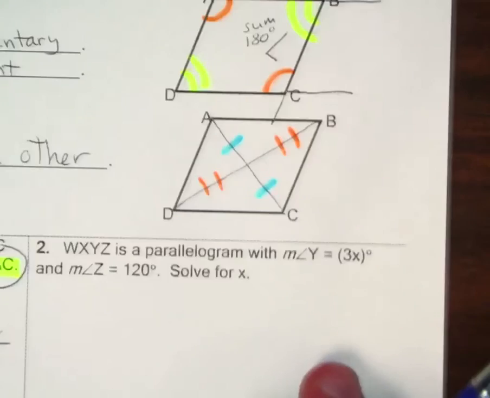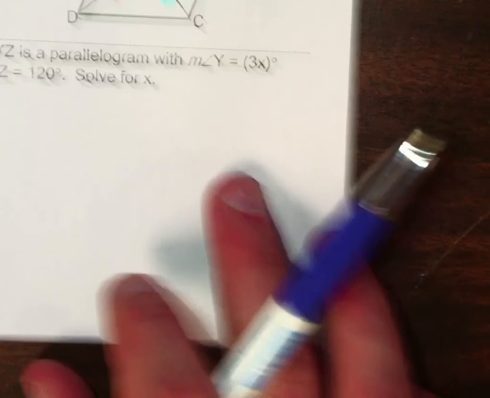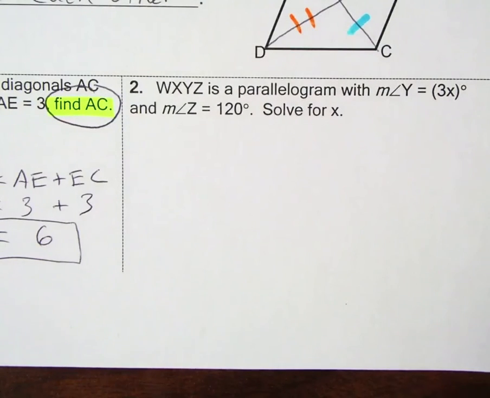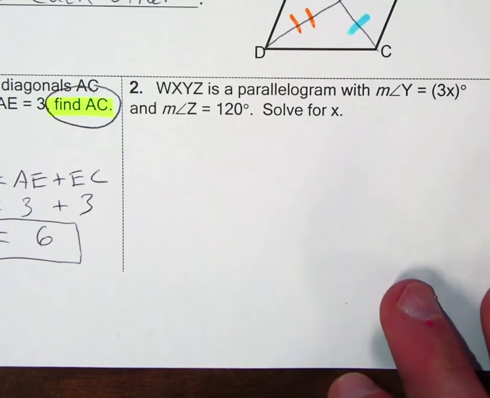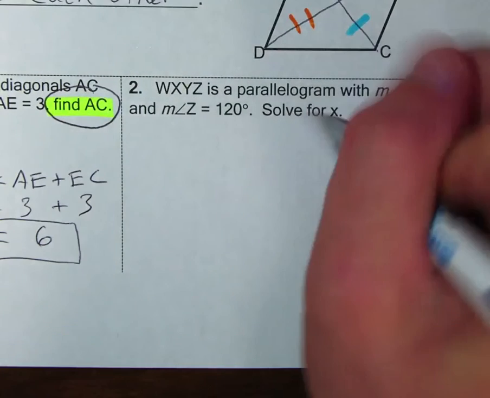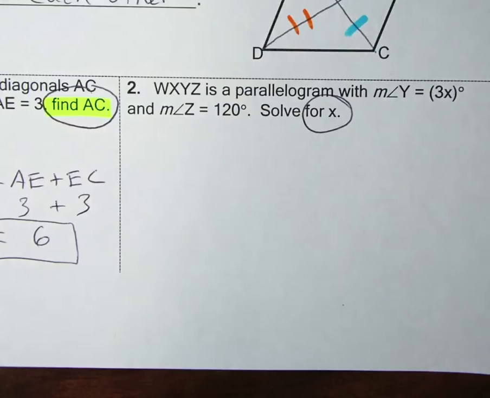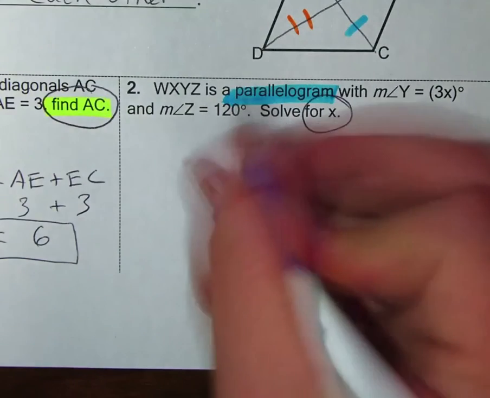Okay, let's try one more. If you like, you can hit pause and try it yourself. Okay, I'm going to go ahead and start it now. Hit pause if you want to try it and then see if you can do it. Here I go. What's my find? Solving for x. And notice the key word. It's a parallelogram, so I'm going to sketch one real quick.